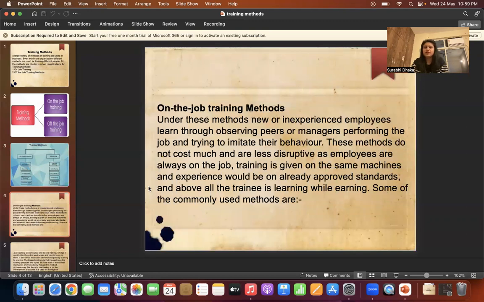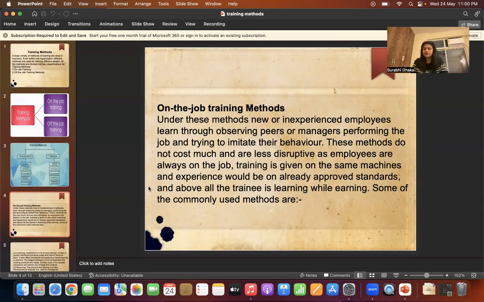Under the on-the-job training method, new or inexperienced employees learn through observing peers or managers performing the job and trying to imitate their behavior. These methods do not cost much and are less disruptive as employees are always on the job. Training is given on the same machines and experience would be on already approved standards. And above all, the trainee is learning while earning.